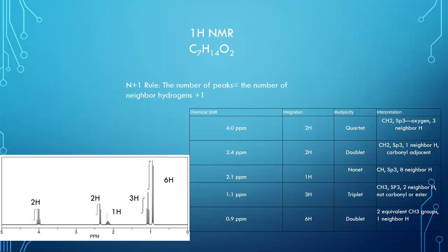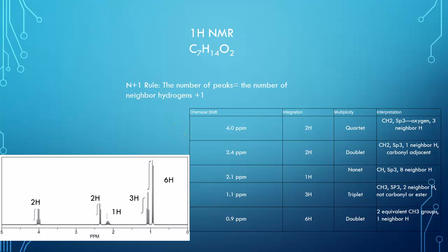This peak is pretty far away, so it's safe to assume that it's not part of a carbonyl or an ester group. And then the last peak is the largest peak, which we previously looked at. It was 6H. It's difficult to interpret this fully, but it's likely a doublet. And the interpretation of this group is that since these are so close together, it's likely 2 equivalent CH3 groups with 1 neighboring hydrogen.